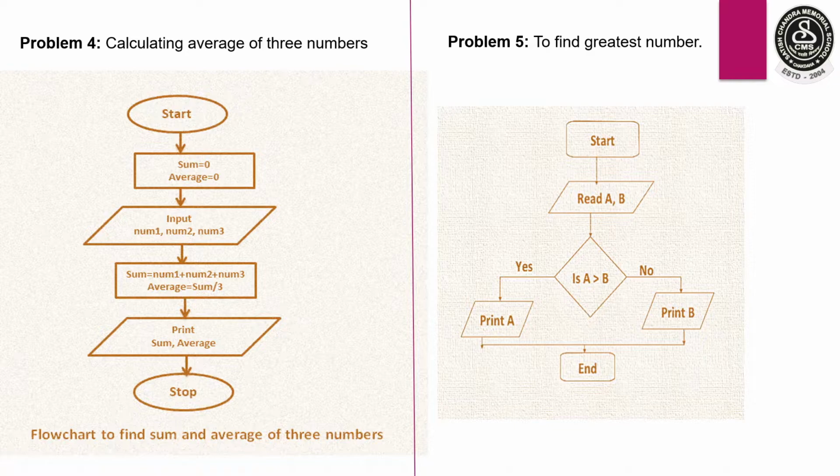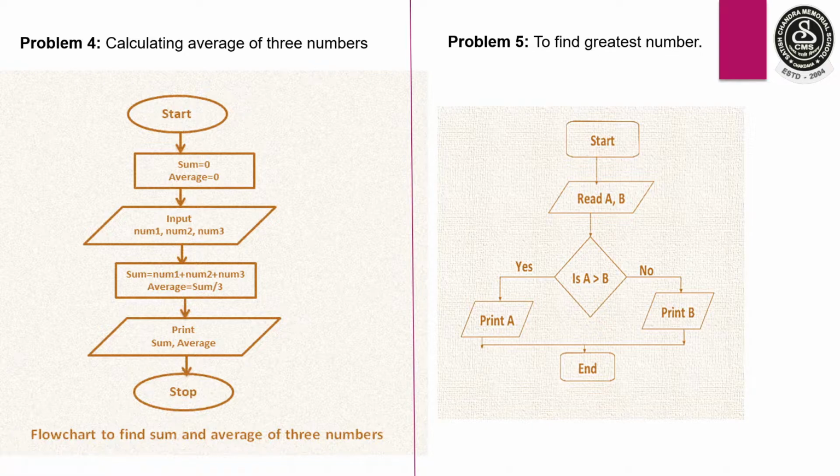Next we come to the problem to find the greatest number of 2. If you are trying to create it for 3 numbers, that is also okay. That will be a little bit different, but the basic idea is the same for both. So start. Next read A, B. That means taking input from the user. Next is the decision box. It is checking whether number A is greater than B.